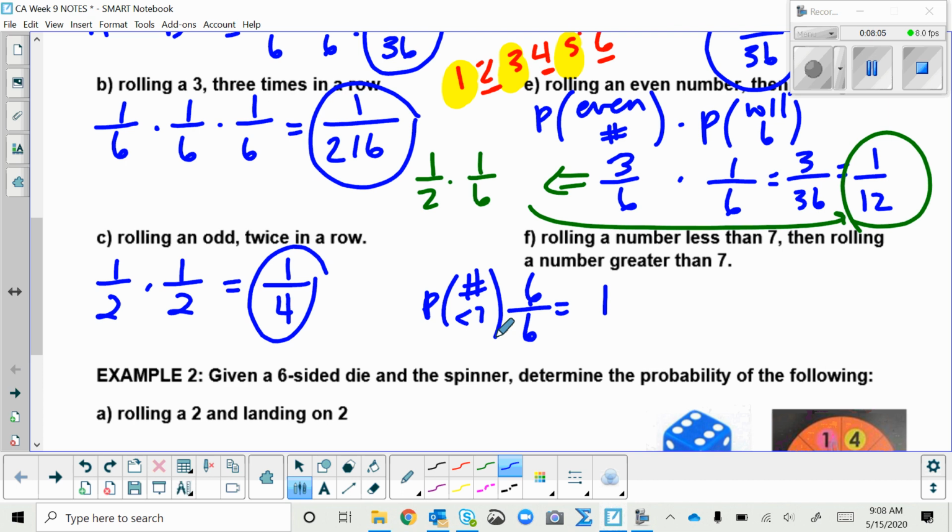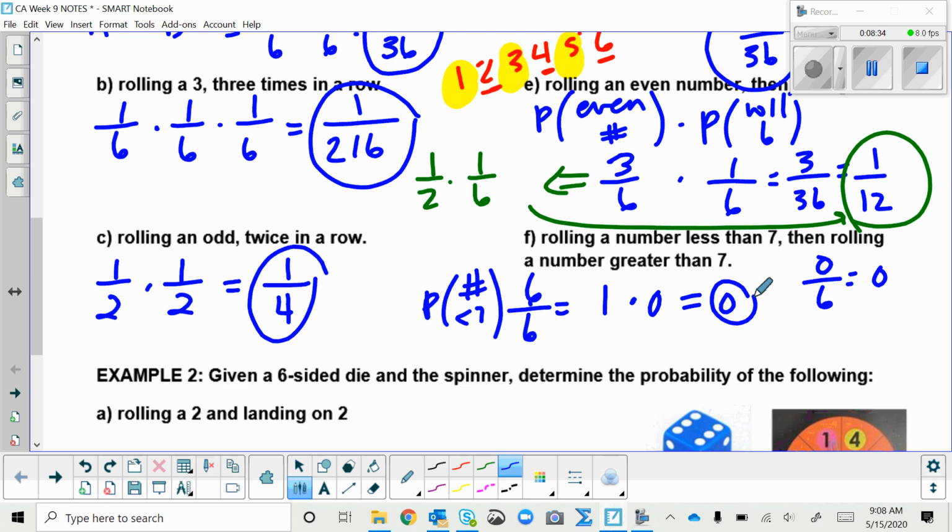And then for your second roll, you're going to multiply that by your second probability, which is rolling a number greater than 7. Well, what is that? That's 0, right? There are no numbers greater than 7. So technically you could say that the probability of that is 0 out of 6 possible outcomes, but that's just 0. So 1 times 0 is 0. There is 0 probability that that is going to happen for you.